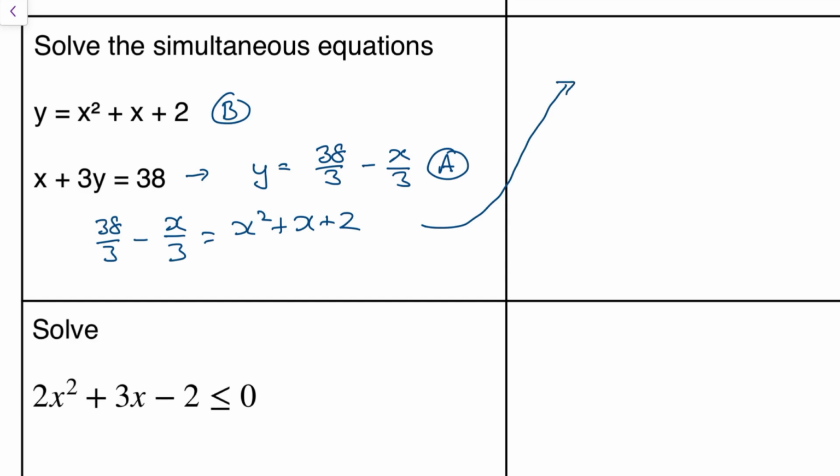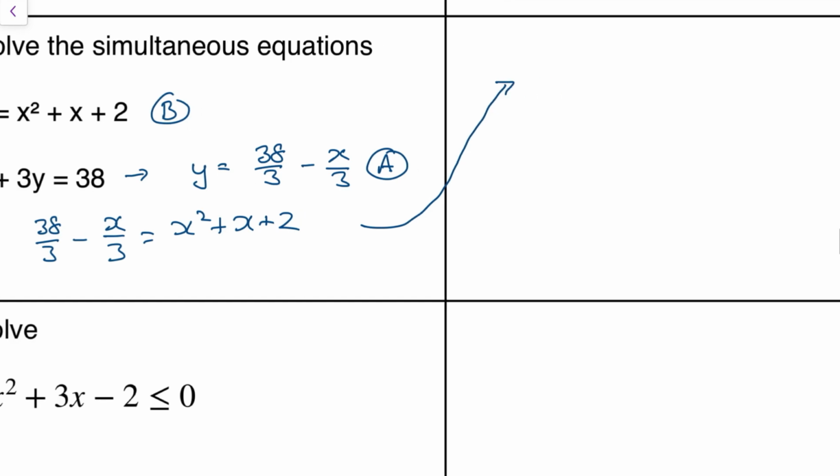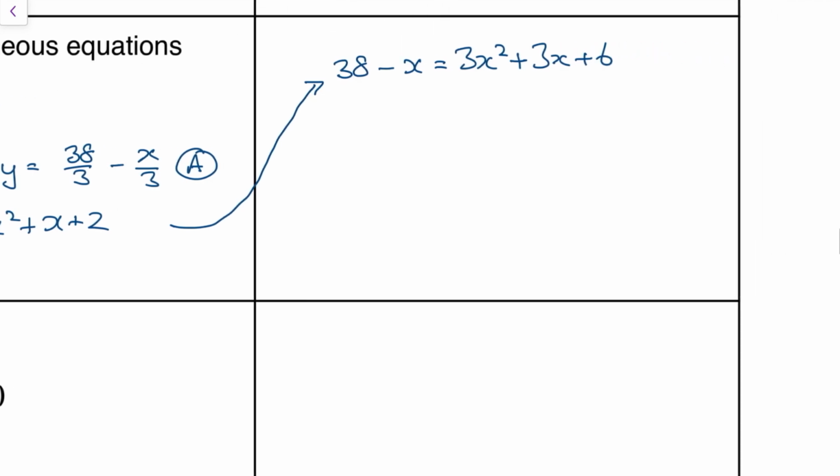Then I'm going to multiply everything by 3. So that tells me that 38 minus x is equal to 3x squared plus 3x plus 6. I haven't had to square 38, so actually that's not too bad, is it? Let's tidy this up. So 0 is equal to 3x squared. Add x to both sides is 4x. Take away 38 from both sides gives me minus 32.